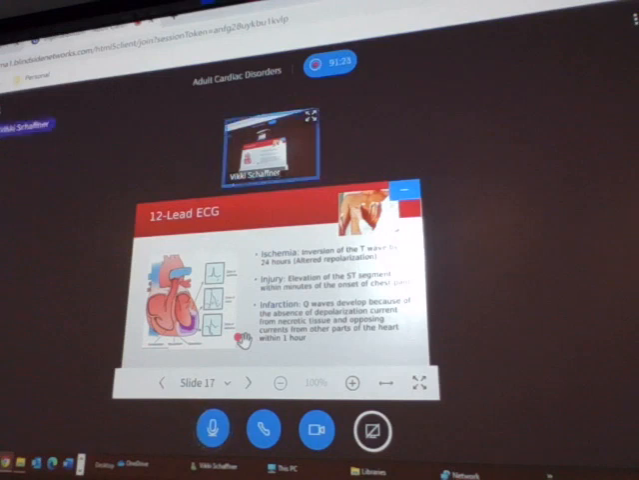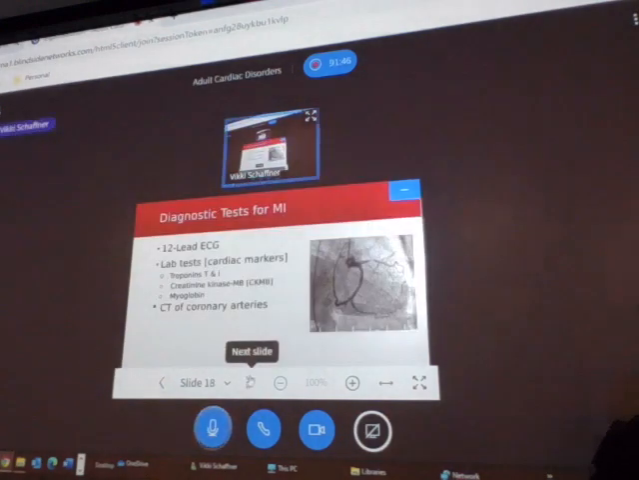Now, the thing about it is that when do we know that ischemia has turned into injury? Labs, thank you. Who said it? You say it's labs. Labs are going to let us know. So let's look at the different labs that we're looking at to determine what is happening.